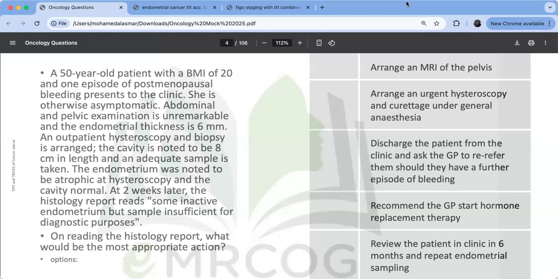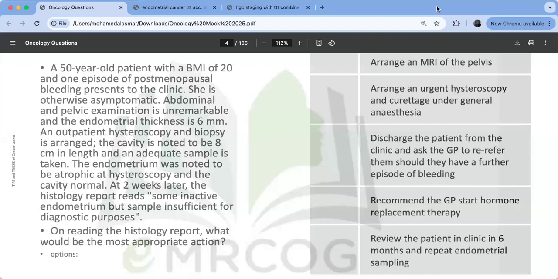Investigation is done. So guys, investigation is done. So it was 6 millimeter. What happened after this?